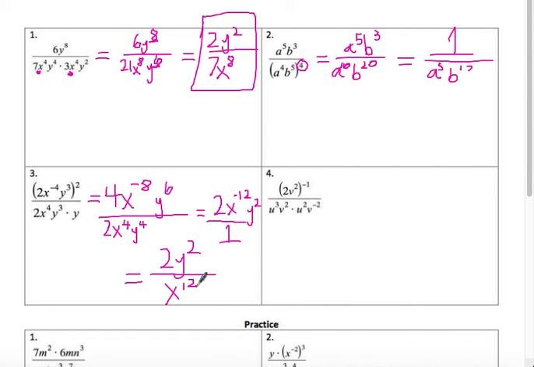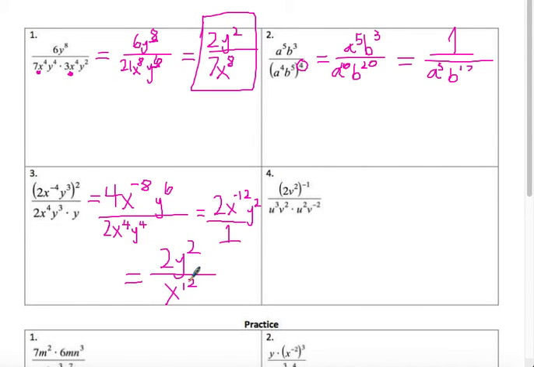A common mistake I'll see is that people also want to move the 2 to the denominator. But the 2 stays where it is because 2 is not being raised to the negative 12th. Only x is, right? That exponent is only on x. So 2 stays where it is, x goes down.